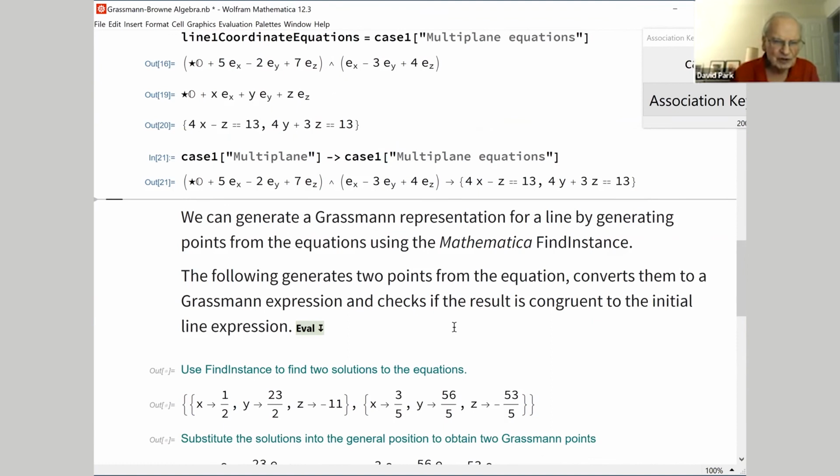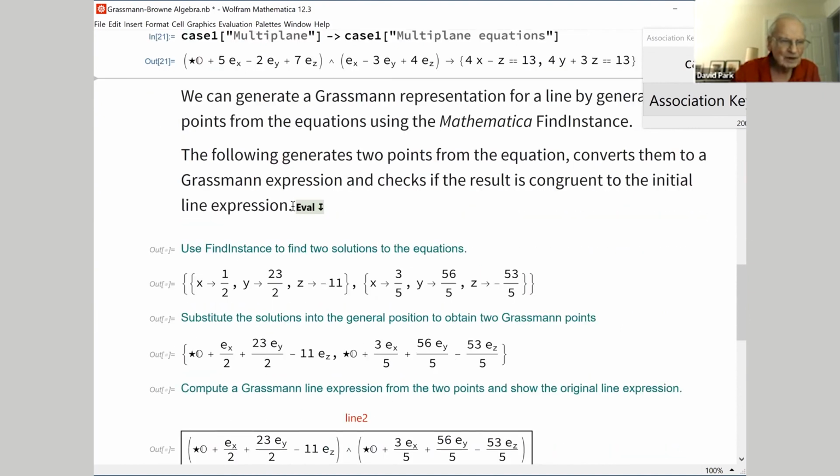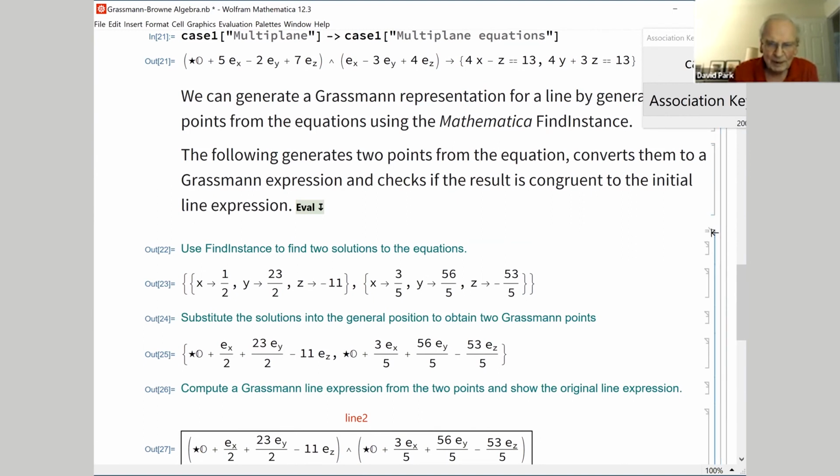We can generate a Grassmann representation for a line by generating points from the equations using a Mathematica find instance. The following generates 2 points from the equations, converts them to a Grassmann expression, and checks if the result is congruent to the initial line expression. So this is another device I have, an evaluation button, which would actually evaluate all that if it wasn't there to begin with. All the code for this is in a little thin semi-permanently closed cell, and you can get at it, but I'm not going to try here because it doesn't always work with this style sheet or something.